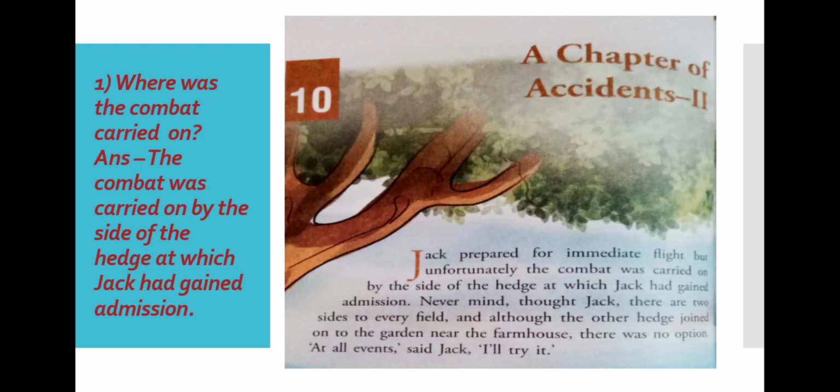Now Jack thought that there are two sides to every field, and although the other hedge joined onto the garden near the farmhouse, there was an option. "There was an option at all events," said Jack. Clear? Now let's see the question. Where was the combat carried on? Answer: the combat was carried on by the side of the hedge at which Jack had gained admission.